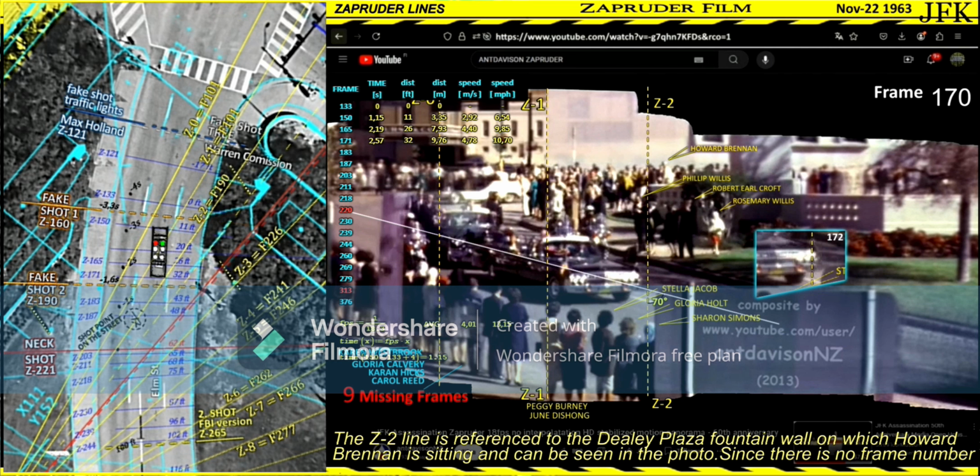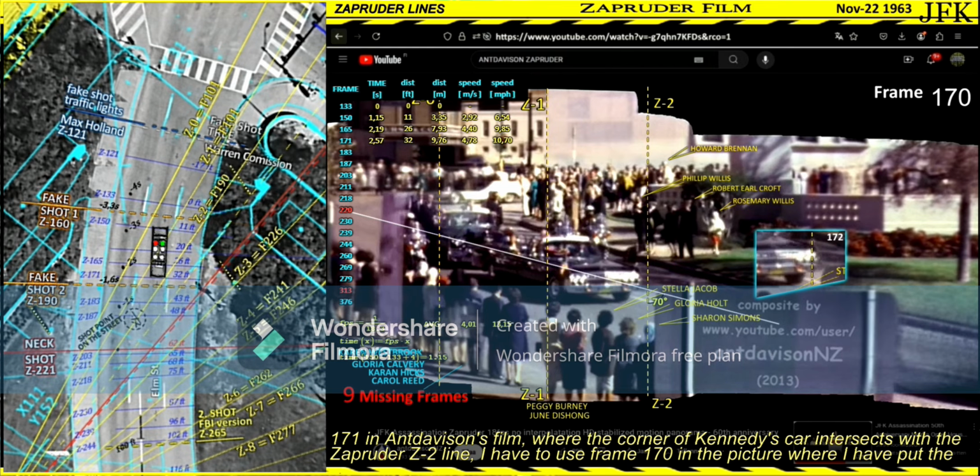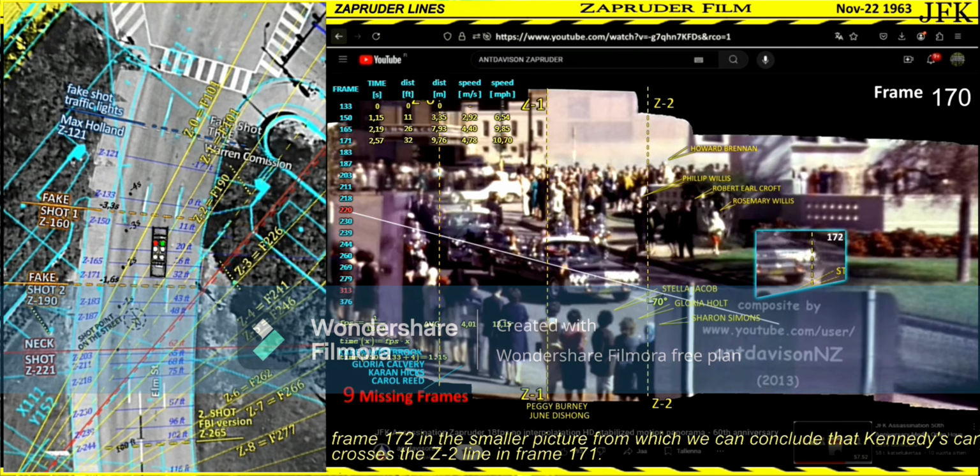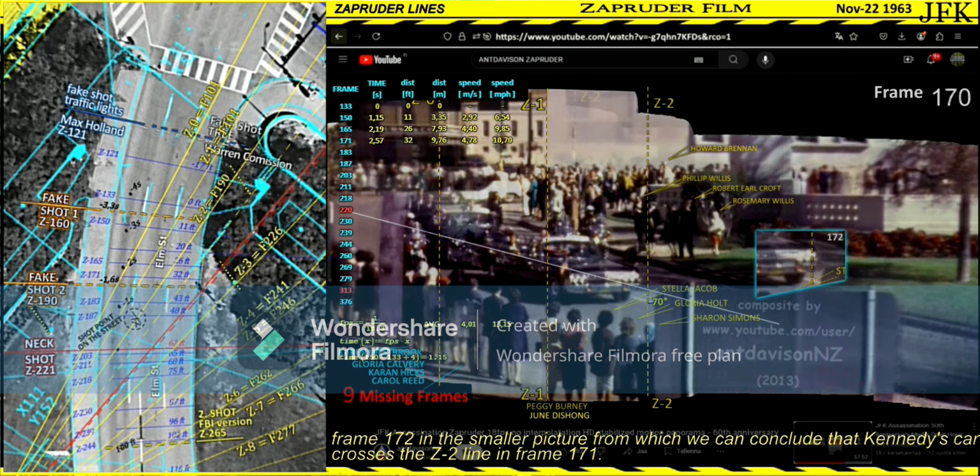The Z2 line is referenced to the Dealey Plaza fountain wall on which Howard Brennan is sitting and can be seen in the photo. Since there is no frame number 171 in Andavison's film, where the corner of Kennedy's car intersects with the Zapruder Z2 line, I have to use frame 170 in the picture where I have put frame 172 in the smaller picture, from which we can conclude that Kennedy's car crosses the Z2 line in frame 171.